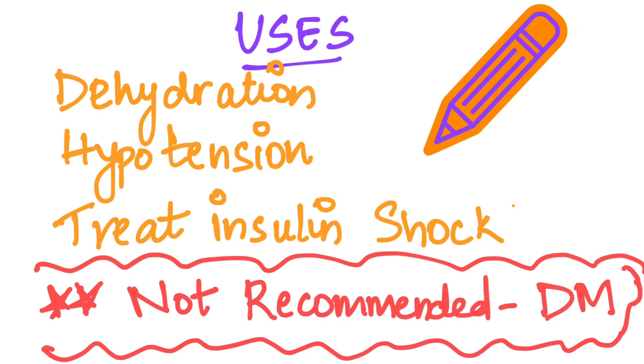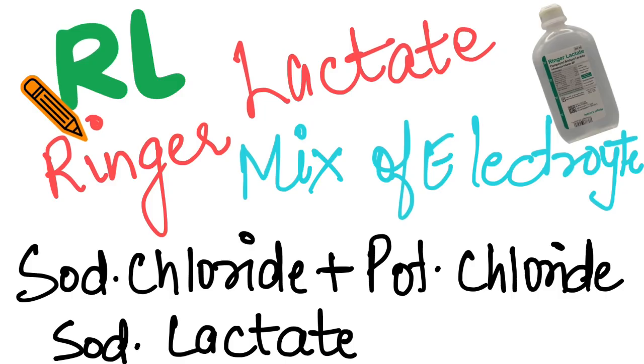Now quickly see what the uses are. Again, it can be used for dehydration. Suppose the patient is having vomiting, diarrhea, or bleeding, you can use this DNS. It can also be used for hypertension as it contains normal saline, so it will increase the blood pressure. Also used for the treatment of insulin shock because it contains dextrose also, but it is not recommended for DM patients. So that is a star mark.